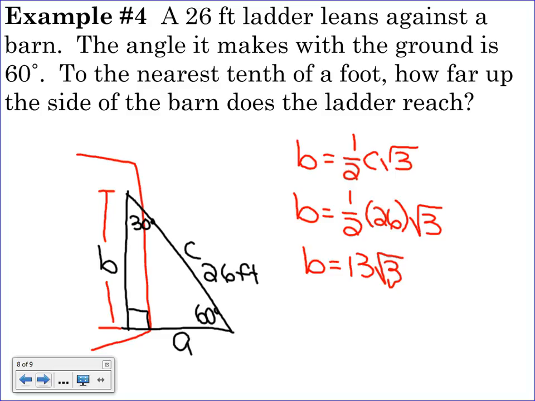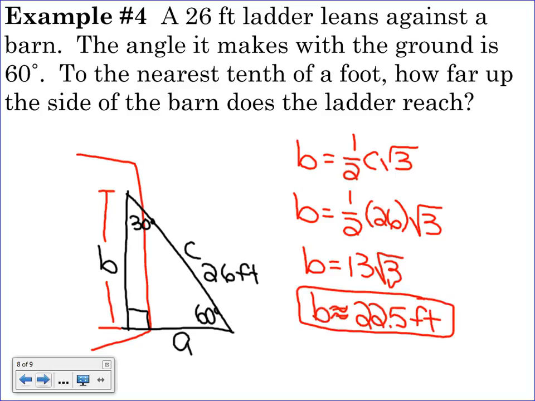So we plug 13 times the square root of 3 into the calculator, and rounding it to the nearest tenth, what does our answer become? Nearest tenth. 22 point. Doesn't it round up to 22.5? Okay, 22.5. So the ladder is about 22.5 feet up the side of the building.